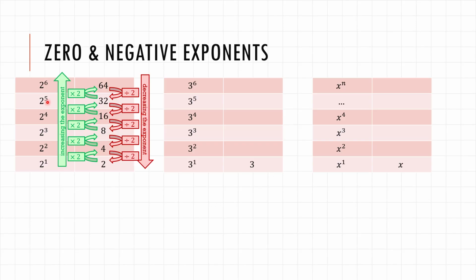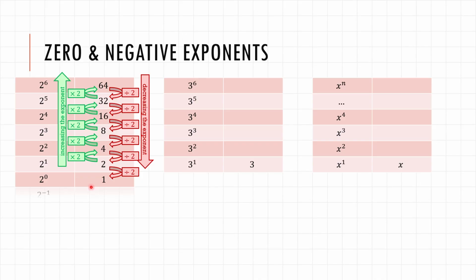And so if we are going in this direction and decreasing the exponent, well then what if we didn't stop at 2 to the power of 1? What if we kept going to 2 to the power of 0? Well, this pattern I would think would continue. And if we take 2 and we divide it by 2, we get 1. So 2 to the power of 0 actually is equal to exactly 1.